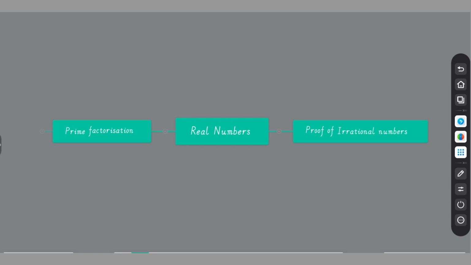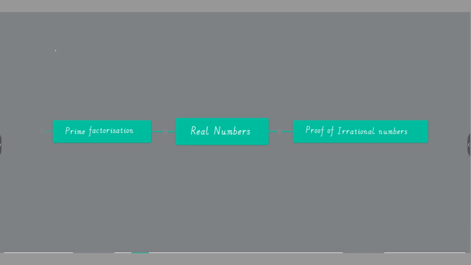Here mainly we have two topics. One is prime factorization and the other is proof of irrational numbers. In exercise 1.1 we have questions related to prime factorization. What are the different types of questions we have related to prime factorization? In this, first you have to know about the fundamental theorem of arithmetic.